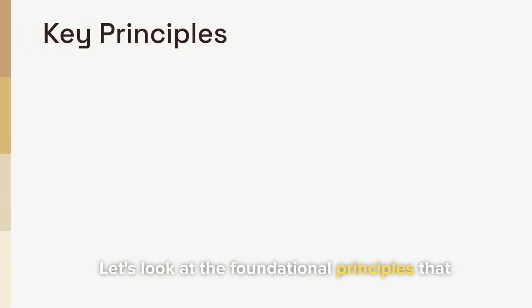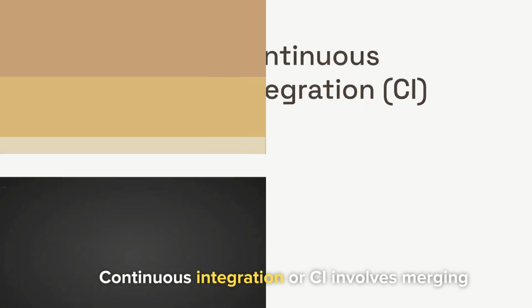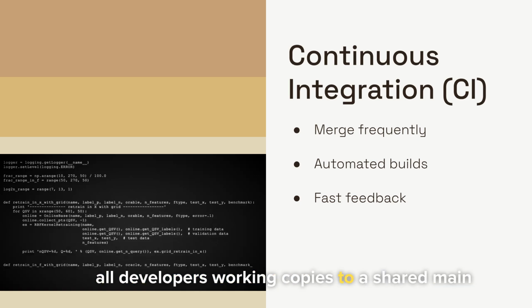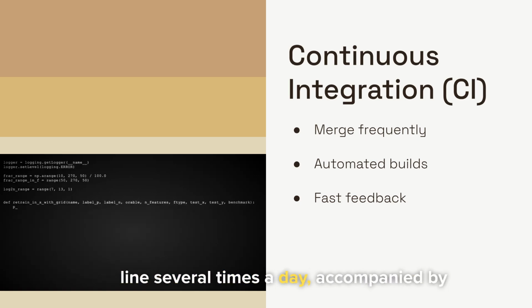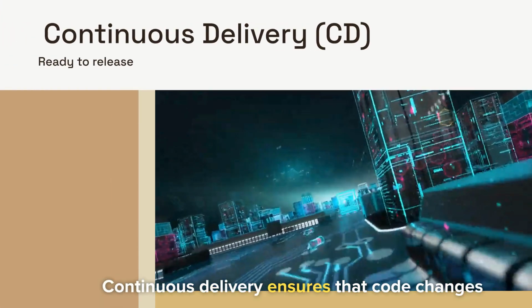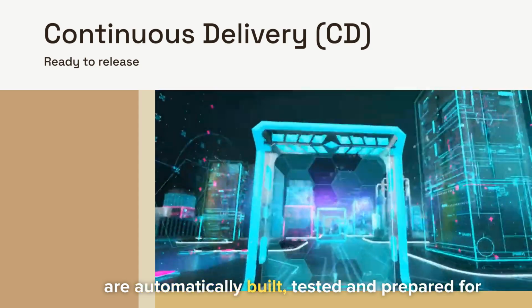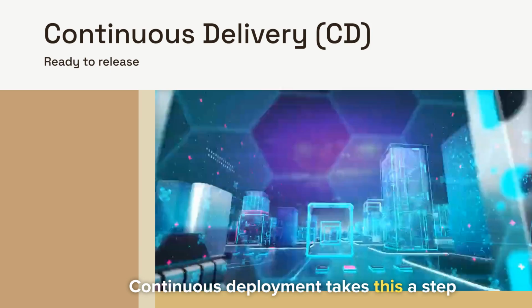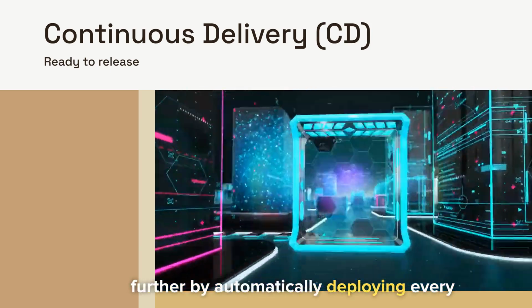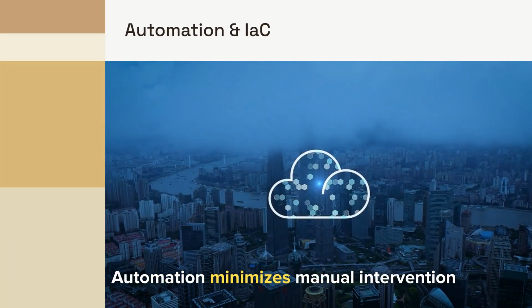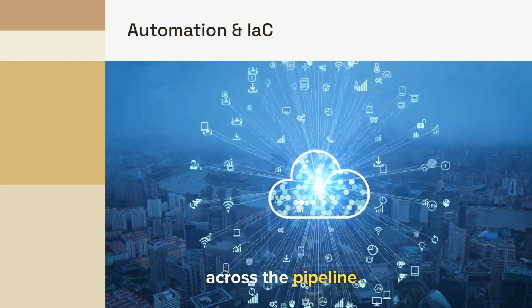Let's look at the foundational principles that guide a successful DevOps practice. Continuous integration, or CI, involves merging all developers' working copies to a shared mainline several times a day, accompanied by automated builds and testing. Continuous delivery ensures that code changes are automatically built, tested, and prepared for release to production. Continuous deployment takes this a step further by automatically deploying every change that passes the automated tests. Automation minimizes manual intervention across the pipeline.